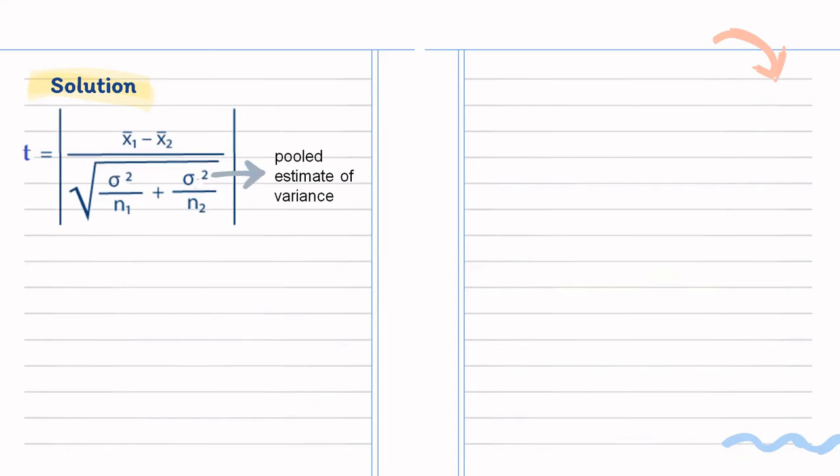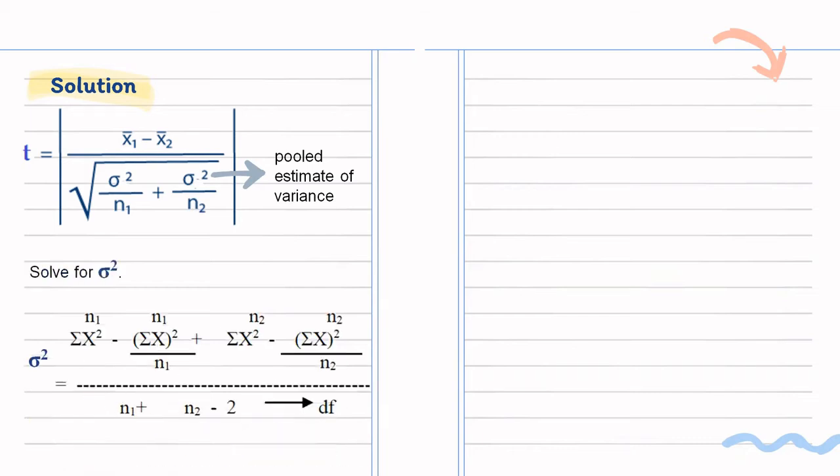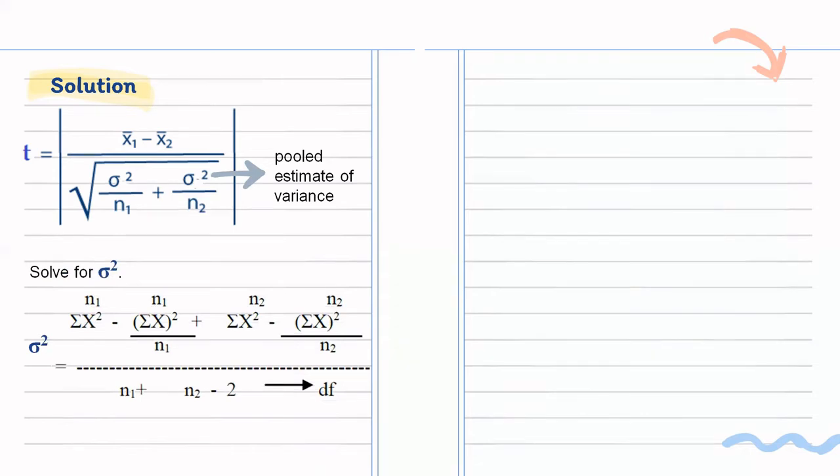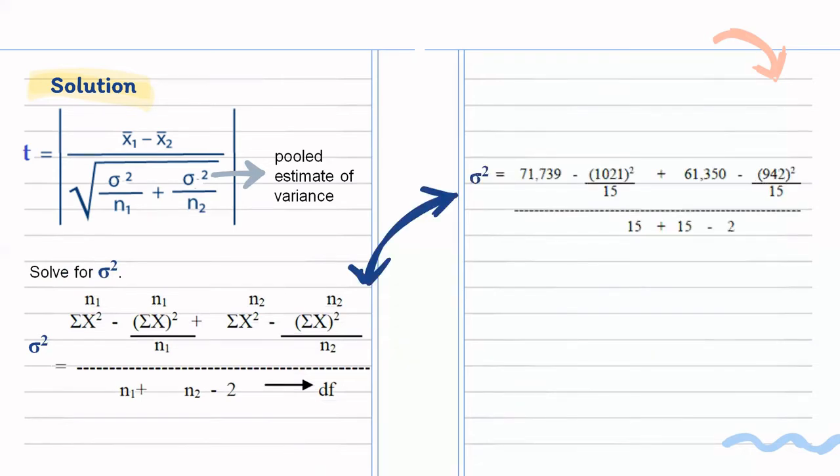Okay, so we are going to use this formula to find our p-value. Note that the variance is not given, so this is the pooled estimate of variance. So first we need to find our variance using this formula. So we just substitute the values we found from our table, and then we get the value of 158.4.